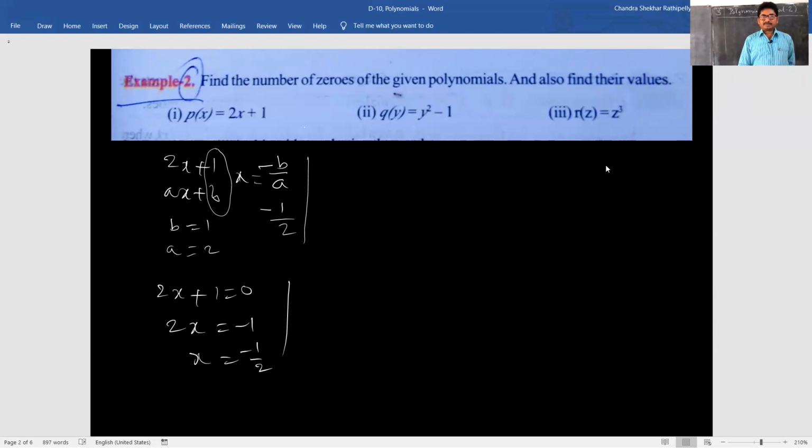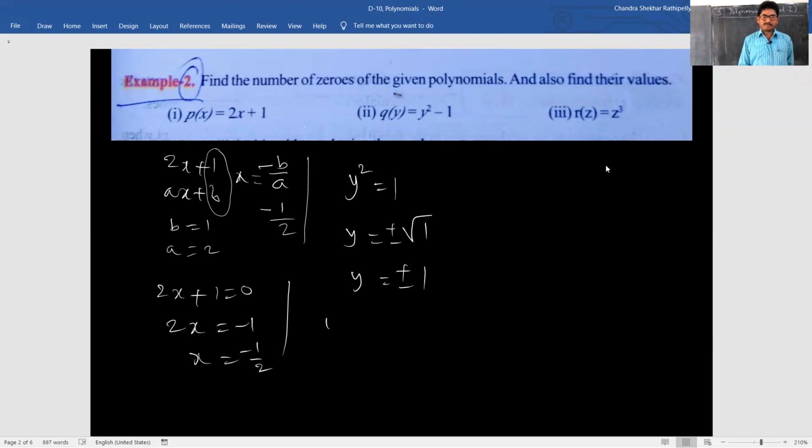Next, the zeros of the polynomial q of y equals y square minus 1. Set it equal to 0. y square minus 1 is equal to 0. y square is equal to 1. y is equal to plus or minus under root of 1. y is equal to plus or minus 1.